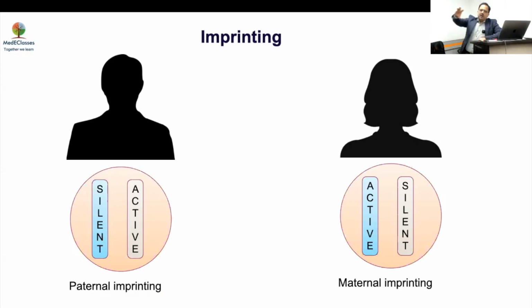Now, if you have a defect in the father and the father's gene is already silenced, it won't make a difference. But if you have a defect coming from the mother, that gene is not silenced, you will have an expression. The classical example is pseudohypoparathyroidism, which is going to cause problems of hypocalcemia and hyperphosphatemia only if it is coming from the mother. This we have discussed in impaired PTH effect.